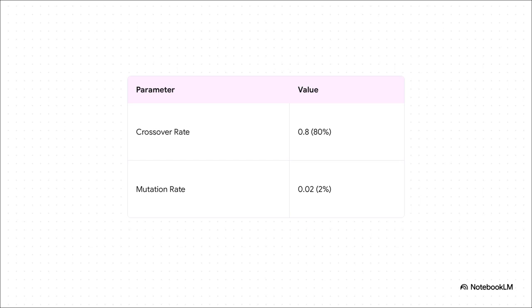And these are the rules for that digital breeding. That 80% crossover rate means the program really favors combining the best parts of what already works. But that tiny 2% mutation rate is absolutely critical. It makes sure that while fresh ideas are always being introduced, the whole process doesn't just spin out into random chaos. It's all about controlled, guided improvement.